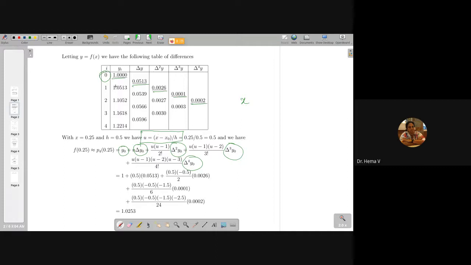And what is h? H is the step size, otherwise you can choose. Here it is given to be 0.5. So h is 0.5. So you have u is equal to 0.25 by 0.5, which is 0.5. Okay. So substitute and get the value.